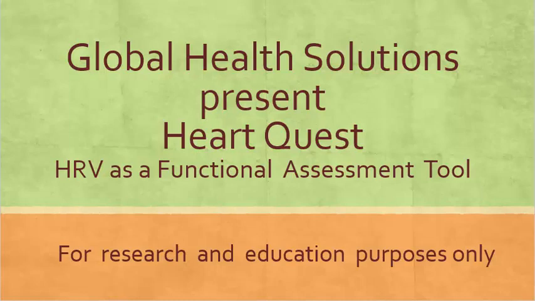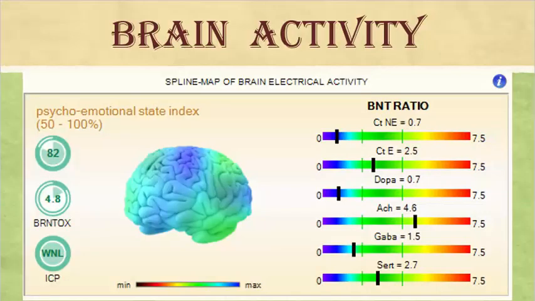Today's topic, we will cover brain activity. On the HeartQuest HRV system, we have a few parameters which we will go through. One of them is basically the brain power. This is the first parameter showing up, and we'll look at how to interpret it.